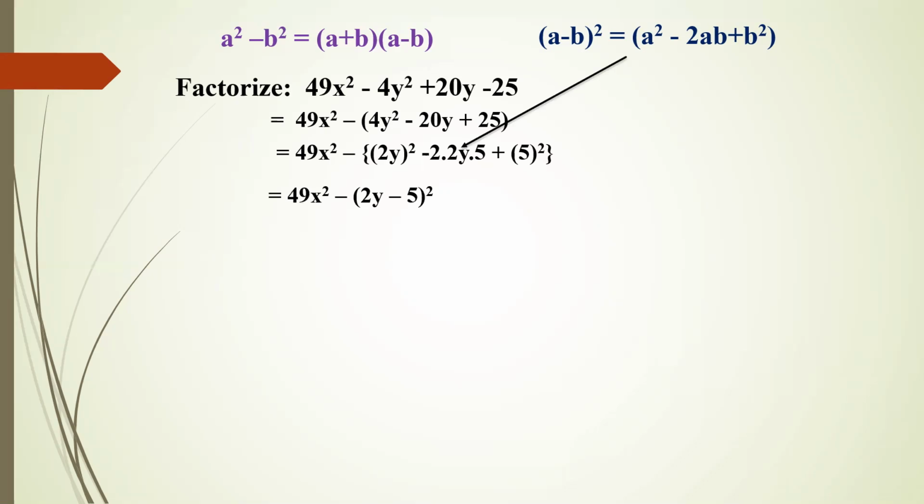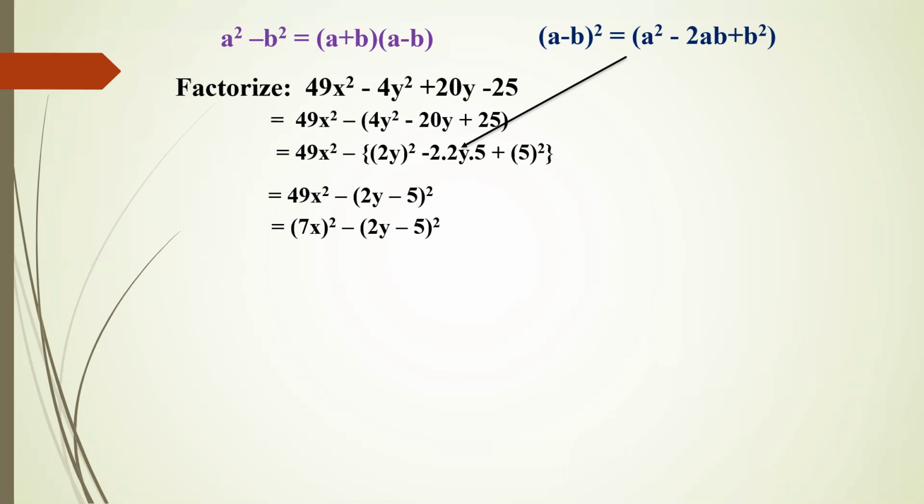Now we can just make it 49x square minus, now you see here, 2y is a and 5 is b. So it is in the form of a square minus 2ab plus b square, which is equal to a minus b whole square. So that is 2y minus 5 whole square. Okay. Now we can just make 49x square as 7x whole square. Okay, that will give you the 49x square.